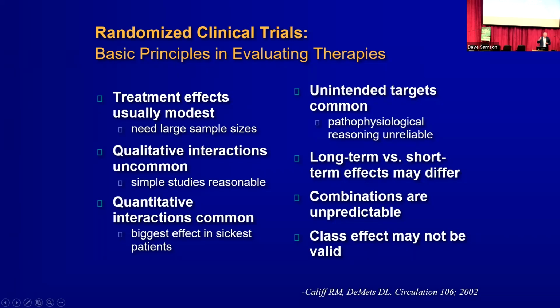One of the things in this paper that I always refer back to is that when one is evaluating therapies, understand that most treatment effects in cardiovascular medicine are modest. Qualitative actions are uncommon, but quantitative actions are very common. Unintended targets happen, maybe less in the device space, more in the drug space. Long-term and short-term effects may differ. Putting things together in combinations can be unpredictable. And the notion of a class effect may not be valid.